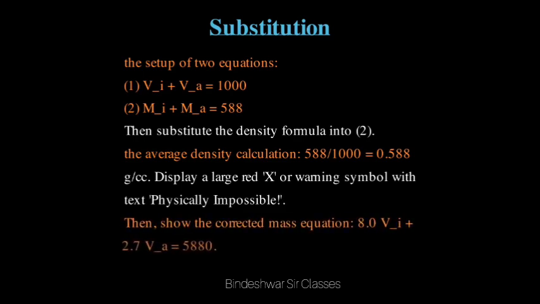Now, before we substitute the density values, let's do a quick check. The average density of this alloy is mass over volume, which is 588 divided by 1,000, or 0.588 grams per cubic centimeter. This is less than the density of both iron and aluminum, which is physically impossible. This indicates a typo in the question. The most likely error is a factor of 10 in the mass. We will assume the mass should be 588 grams to proceed. So our corrected mass equation is 8.0 times Vi plus 2.7 times Va equals 580.